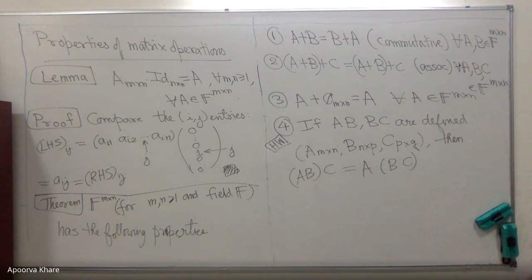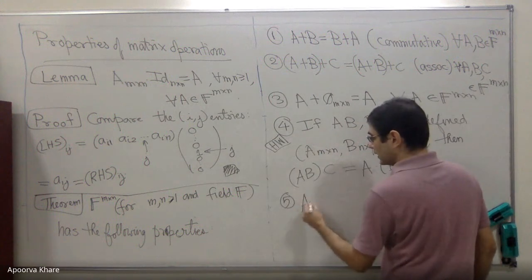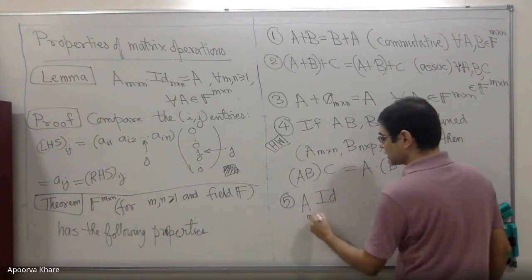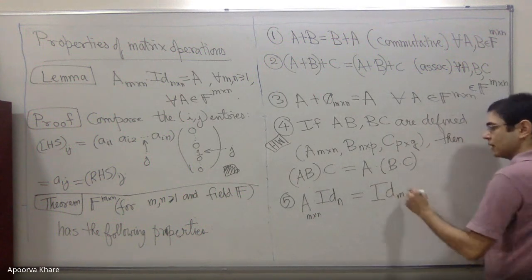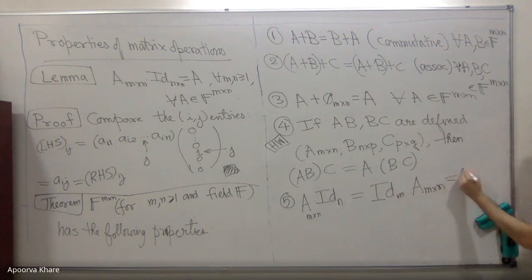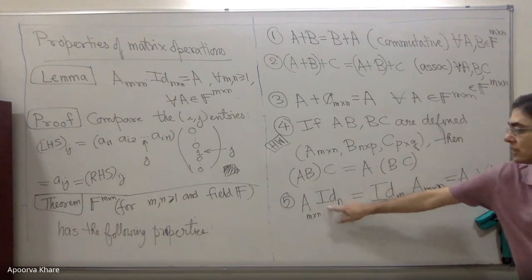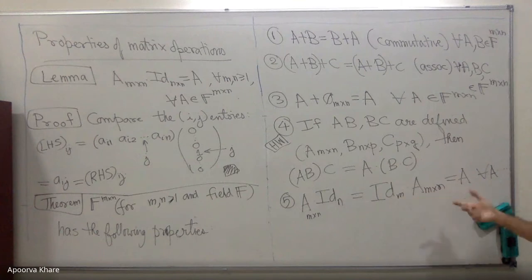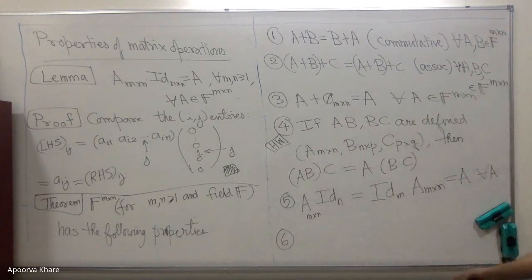Okay. The next one you already saw. A times identity. So if A is M cross N, and you multiply by identity N, that's the same as multiplying by identity M times A, which is M cross N. Sorry, this is identity N. And this is equal to A for all A. I only showed this equals A. I did not show the other one equals A, but that is fairly straightforward. Exact same proof. And then we have the distributive laws.